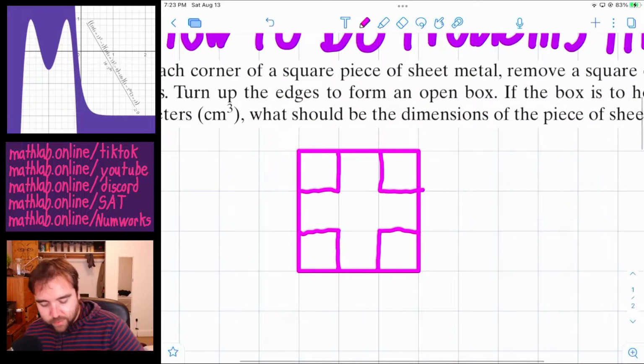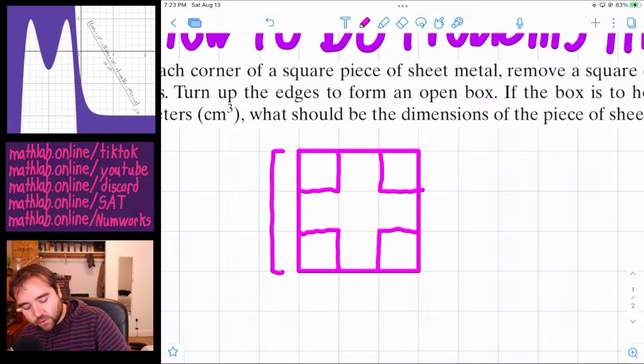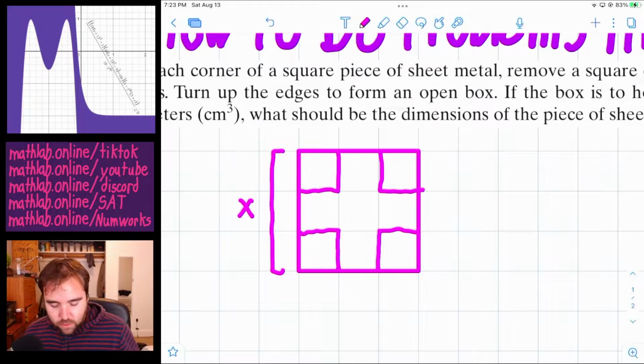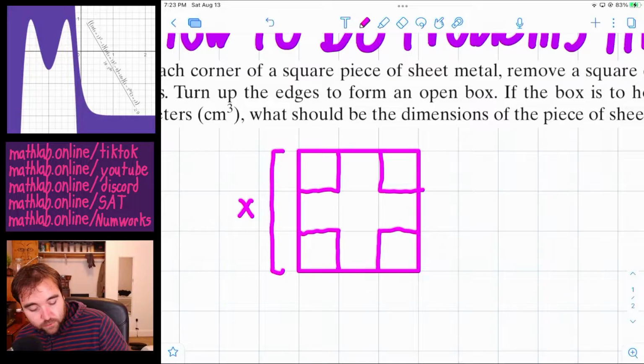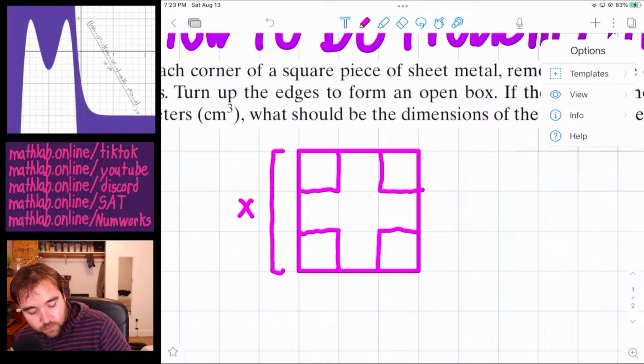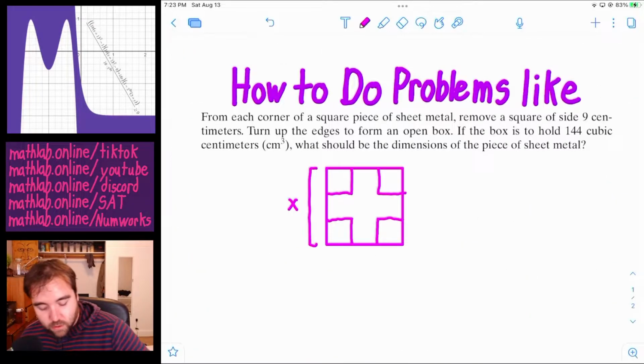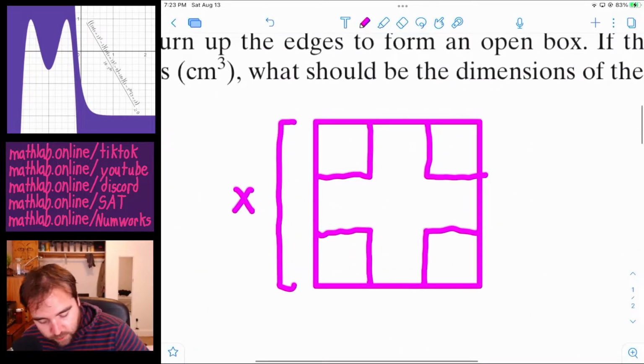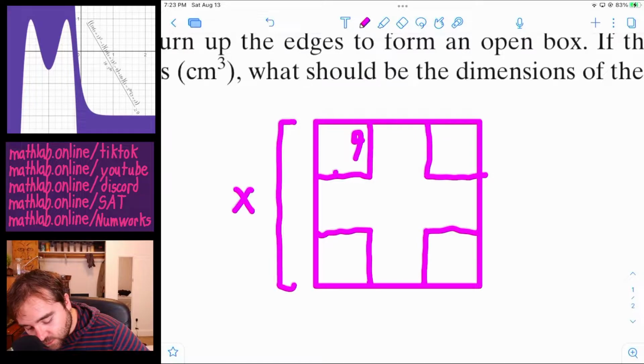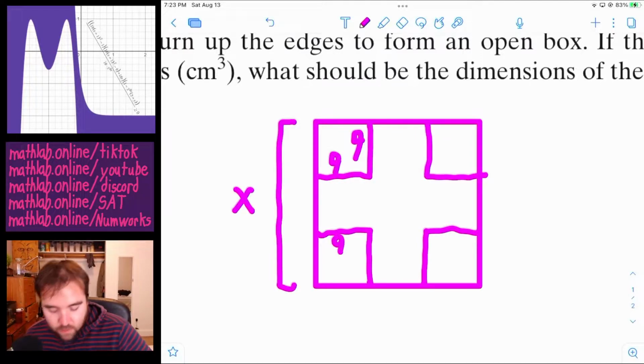So let's start labeling some stuff. Here's what we're trying to solve for: this x. The grid might make this a little more confusing, actually. Should we turn off the grid? Okay. Because we want to be able to label these. This should be 9 and this should be 9. All of these should be 9.